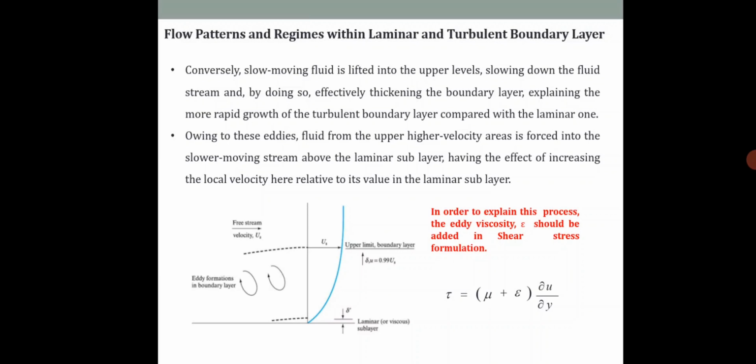Now, what happens next? In this diagram you can see what happens to the eddies. Due to the eddies, fluid from the upper high velocity area is forced into the slower moving stream above the laminar sublayer. So there will be an increasing local velocity relative to its velocity in the laminar sublayer, because the fluid from the upper higher velocity is forced into the slower moving stream. In order to explain the process, the eddy viscosity should be added to the shear stress, because there is some velocity variation due to this eddy.